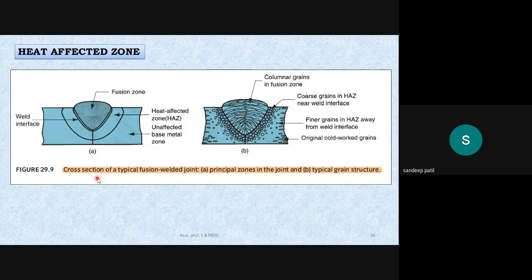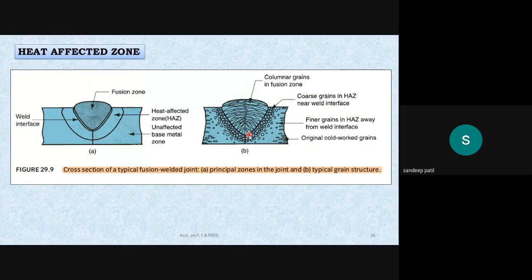Here you can see the cross section of a typical fusion welded joint. Figure A shows the principal zones in the joint. This is the fusion zone, this is the heat affected zone, this one is the unaffected base metal, and this is the weld interface. In the second figure, a typical grain structure is shown: columnar grains in the fusion zone, coarse grains in the HAZ near the weld surface, finer grains in the HAZ away from the weld surface, and original cold worked grains here.